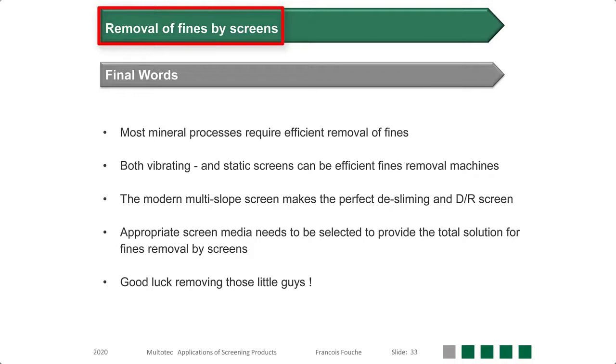Removal of fines by means of screening. I'm concluding with the following. Most mineral processes require efficient removal of fines. Both the vibrating and static screen can be efficient fines removal machines. The modern multi-slope screen makes for the perfect desliming and drain and rinse screen. Appropriate screen media needs to be selected to provide for the total solution for fines removal. Good luck removing those small guys. Thank you.